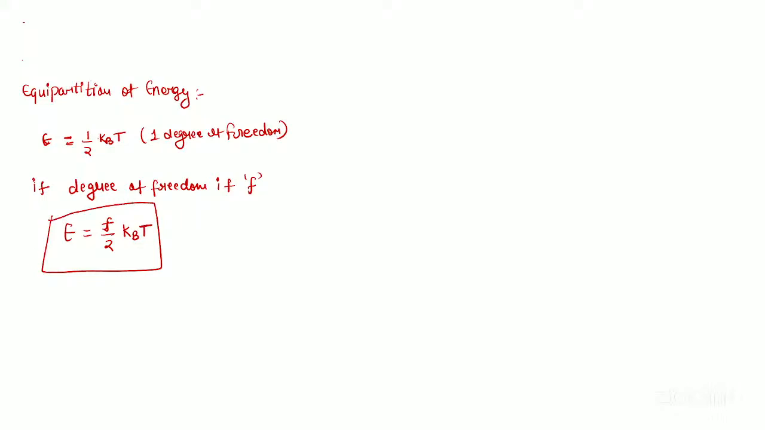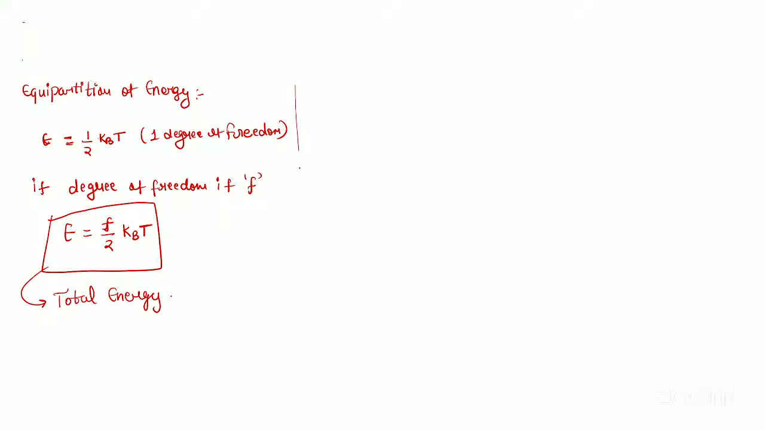So if a gas is possessing 3 degrees of freedom, the total energy will be 3/2 kB T, and that would be specifically the kinetic energy of the gas, because in an ideal gas we mostly talk about kinetic energy, because molecules are always in random motion. So this is the translational kinetic energy, or we can say the total energy possessed by a gas.